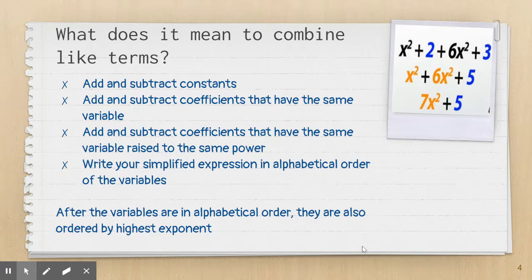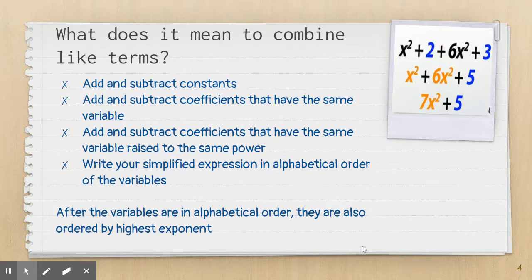All right, so if we look at our picture over here, we have x to the second power plus 2 plus 6x to the second power plus 3. In blue, they identified 2 and 3 are constants, so 2 plus 3 is 5. They also identified that x to the second power and 6x to the second power are also like terms, so we can combine them because they have the same variable raised to the same exponent. So that becomes 7x to the second power.